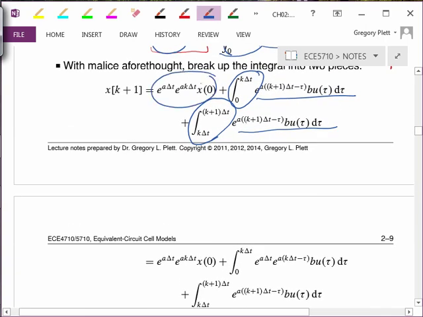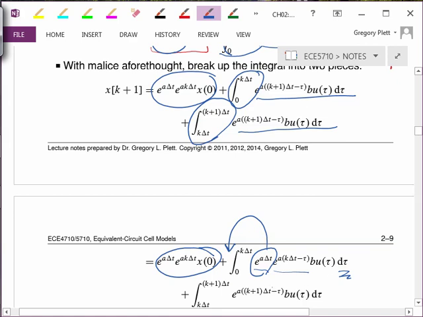I'm leaving that alone. And now inside the first integral, I'm leaving the second integral alone too, but inside the first integral I'm expanding this out. So e to the a times (k plus 1) delta t minus tau, I'm pulling an e to the a delta t out. And then I'm leaving this e to the a (k delta t minus tau) in, which allows me, notice this is not a function of d tau, so that can come outside of this integral.